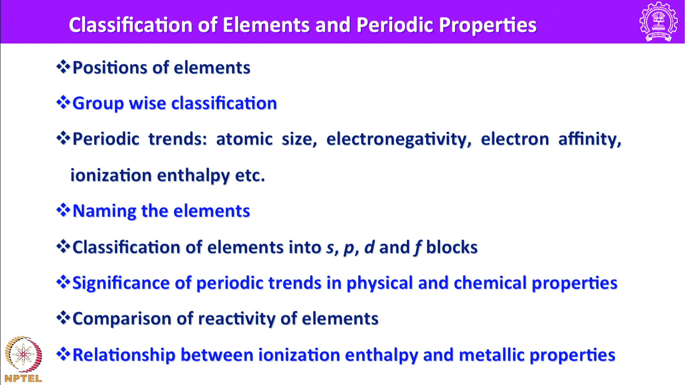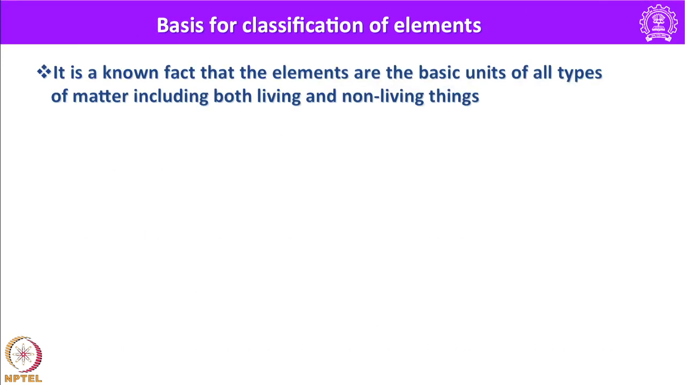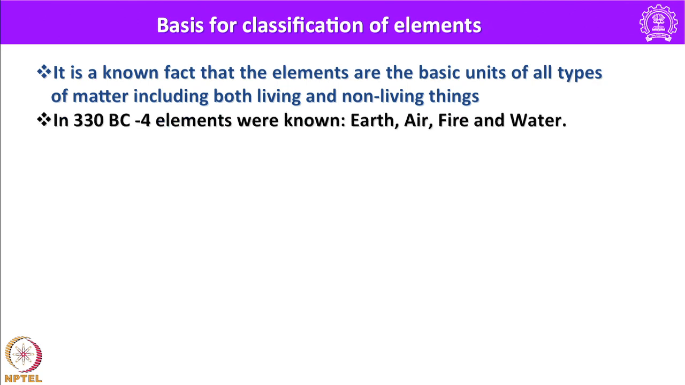First, let us look into the basis for classification of elements. We all know that the elements are the basic units of all types of matter, including both living and non-living things. In 330 BC, only 4 elements were known. They were earth, air, fire and water.